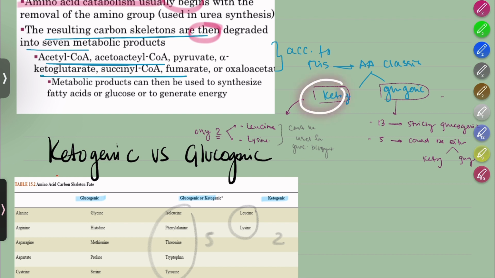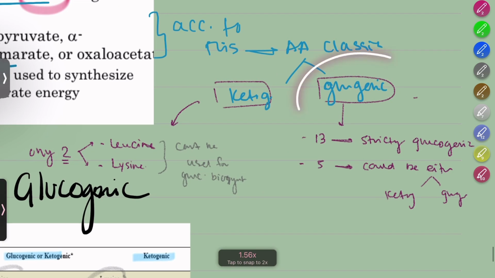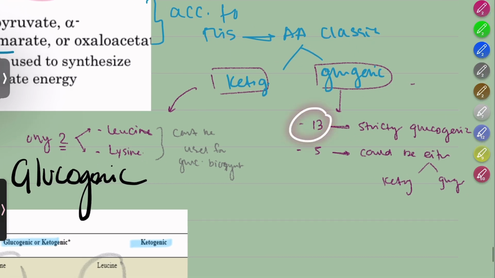Now for the parts. We mentioned that the ketogenic amino acids are only 2, which are the lysine and the leucine. We cannot say that the rest of the 18 amino acids are all glucogenic, because 13 of them are strictly glucogenic, which means you can say that they are glucogenic. However, 5 of them are mixed. It could be either ketogenic or glucogenic.